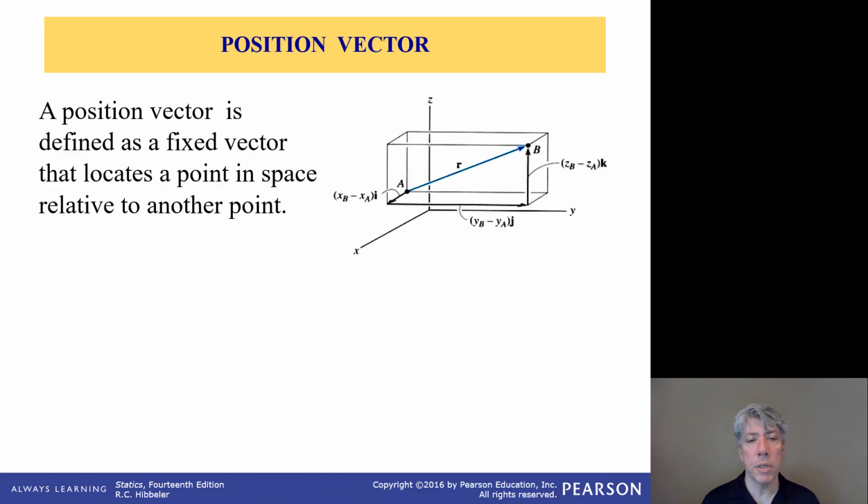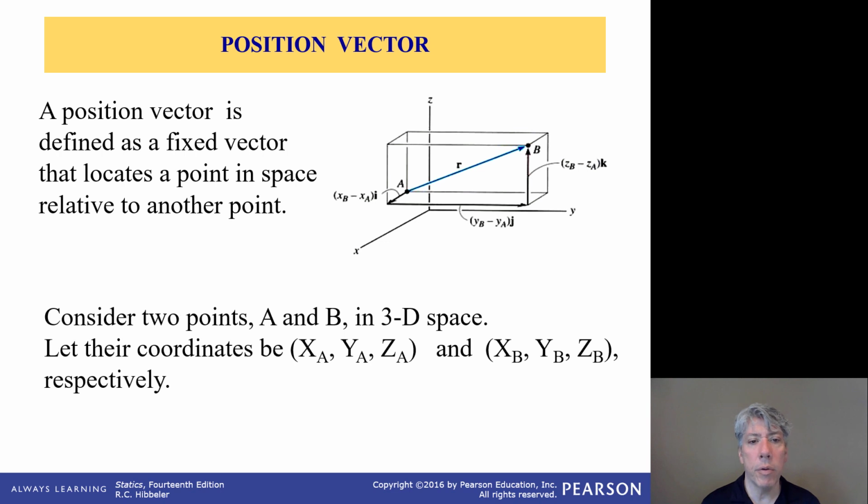So let's talk about position vectors. What is a position vector? Well, it's defined as a fixed vector that locates a point in space relative to another point. That's really what a position vector is. And so you see point A and point B in three-dimensional space here. The position vector locates point B relative to point A.